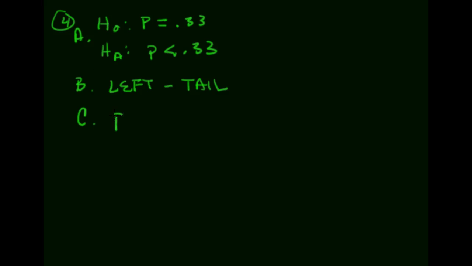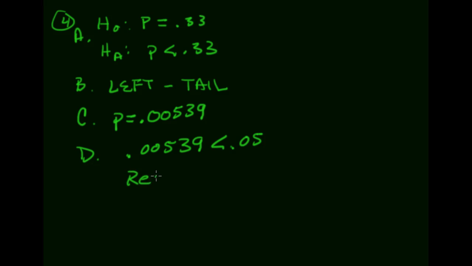All right, so the p-value given to me in this problem is 0.00539. That p-value, 0.00539, is way less than 0.05. So we're going to reject the null hypothesis here. Now, if I reject the null, remember, the claim is actually that it's less than 33%, which means part E, rejecting this one means this one's probably true.